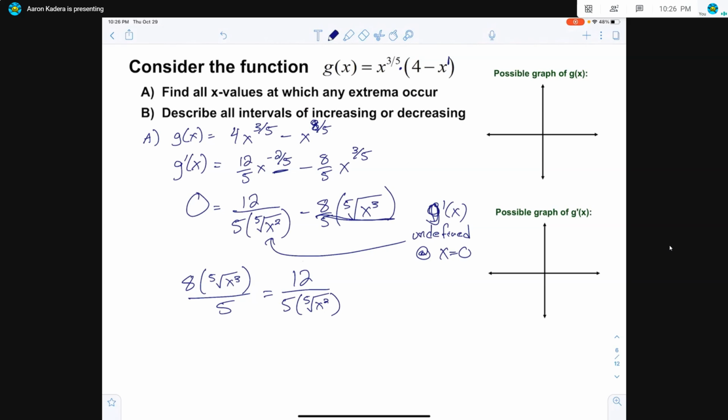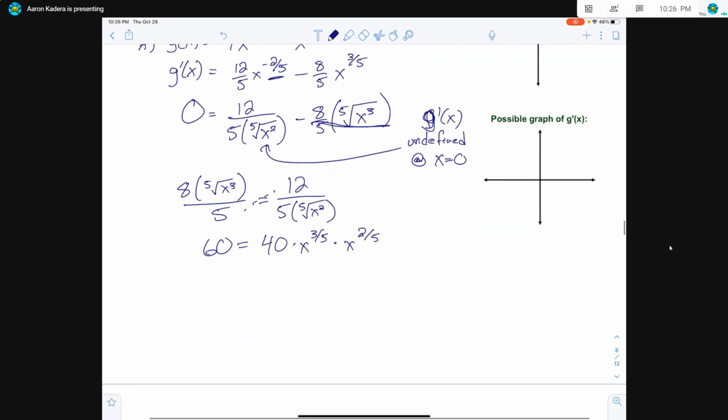And then I can probably do a little cross multiplication. So we got 60 equals 40 times, let's say we got x to the 3/5 times x to the 2/5. Well, that's awesome because that combines to be a power of 1. So I have 60 equals 40x. Didn't think that was going to get that simple, okay? But then we solve that and we get 3/2, or 1.5 is x.